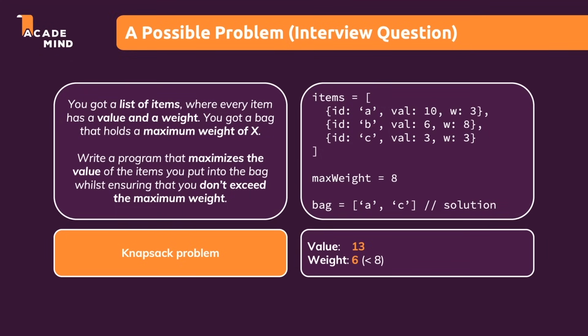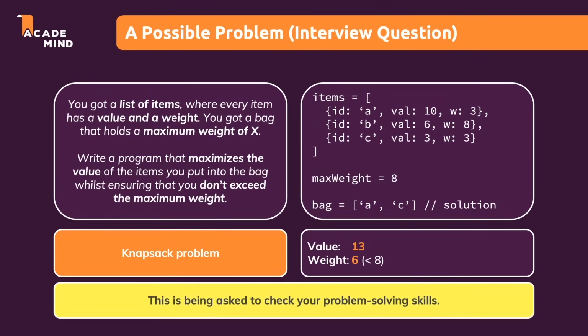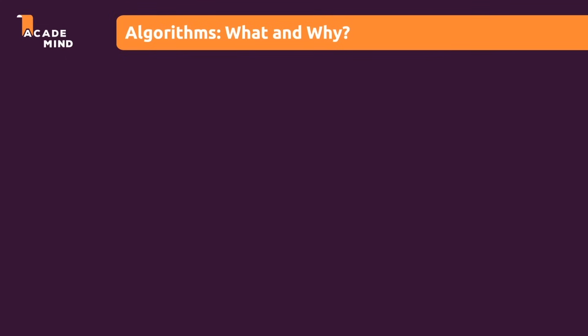But most importantly, questions like this are asked to check your problem-solving skills. Because as a developer, you need to be able to solve problems. You're getting hired to solve problems. And even if you're working on your own as a freelancer, you are solving problems. Or if you're working on your own private projects or on your own startup, you're also solving problems. As a developer, you're always solving problems. And with that, let's take a step back and have a look at the term algorithm. What does this actually mean, and why do we need algorithms?